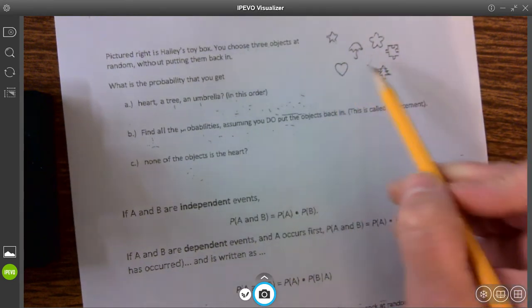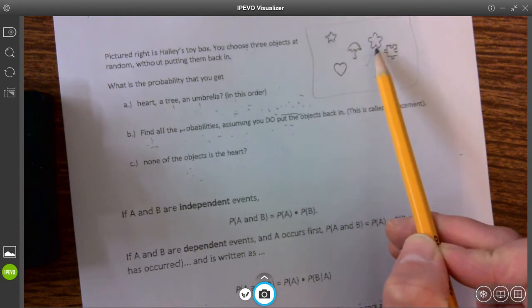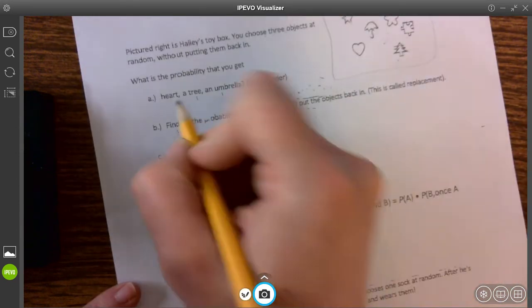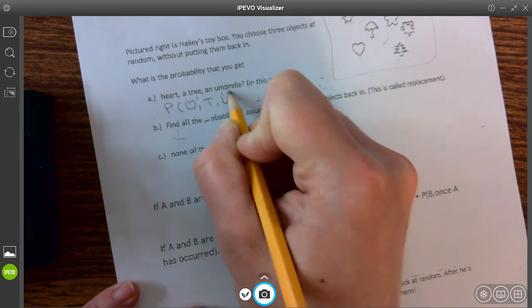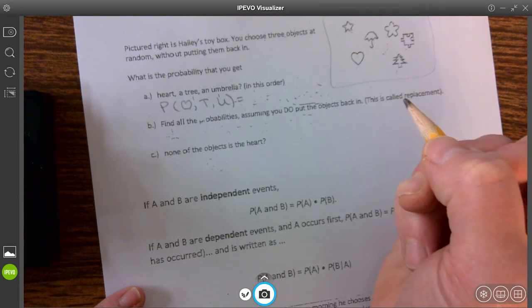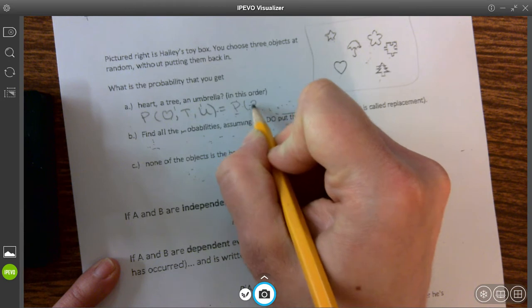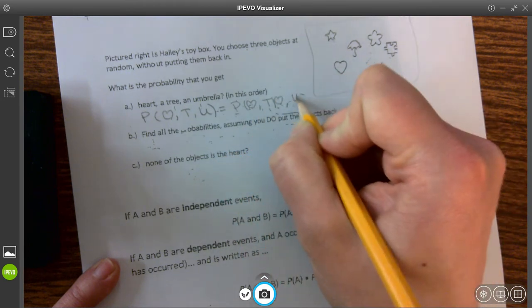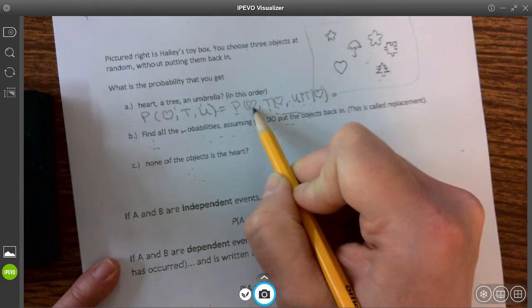Okay. So here's a toy box. There's a star, a starfish, a puzzle piece, a tree, a heart, and an umbrella. What is the probability that you get a heart and then you get a tree and then you get an umbrella? Well, you'd write it like this when you're in middle school, but really what this is saying is, what's the probability you get a heart? What's the probability of a tree given that you just got a heart? And what's the probability of an umbrella given that you just got a tree given that you just got a heart?